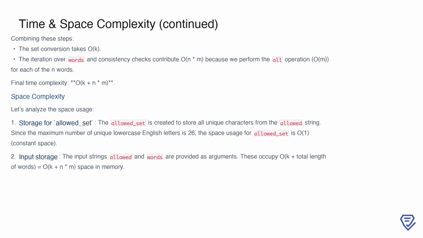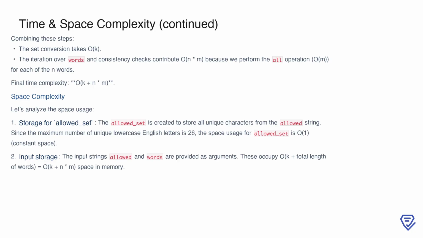Now, combining these steps, we can see that converting allowed to a set requires O(k), while the iteration over words and the consistency checks together contribute O(n*m). This means the overall time complexity of the solution is O(k + n*m).